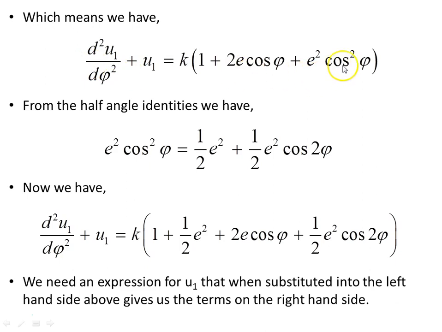So instead of this here, we now seek to solve d2 u1 by d phi squared plus u1 is equal to k times, in parentheses, this constant here, 1 plus a half e squared, plus 2e cos phi plus a half e squared cos 2 phi. Alright? Now we need an expression for u1 that, when substituted into the left-hand side above here, gives us the terms on the right-hand side, all of this.